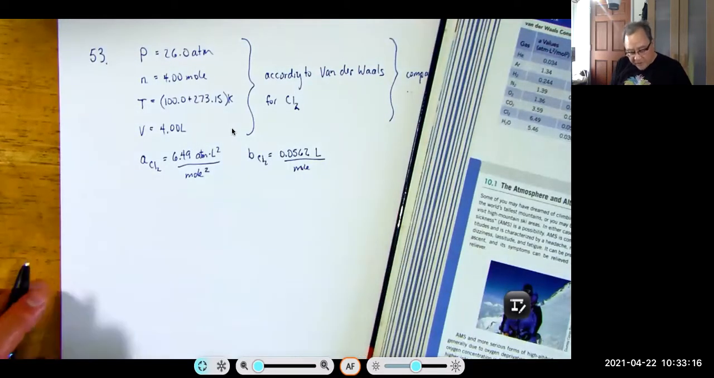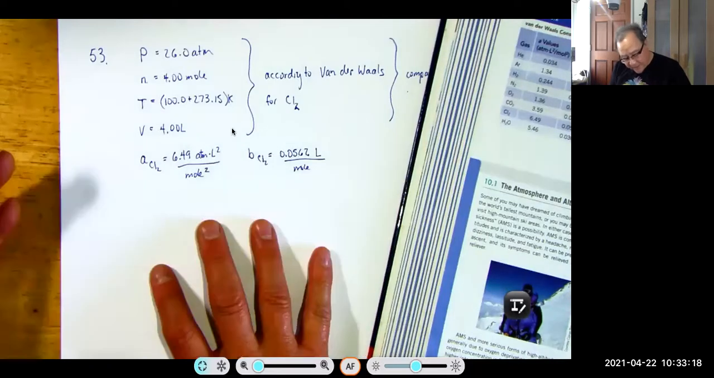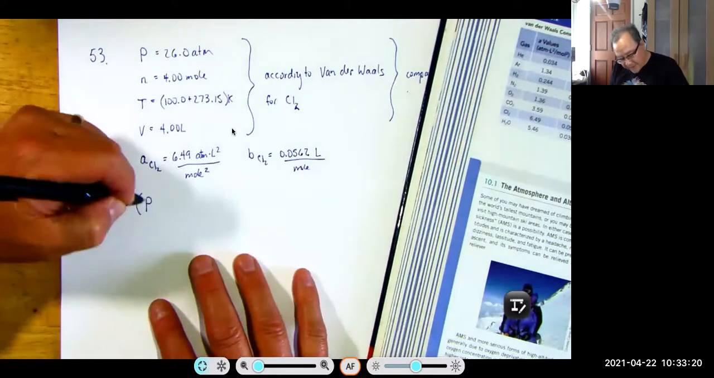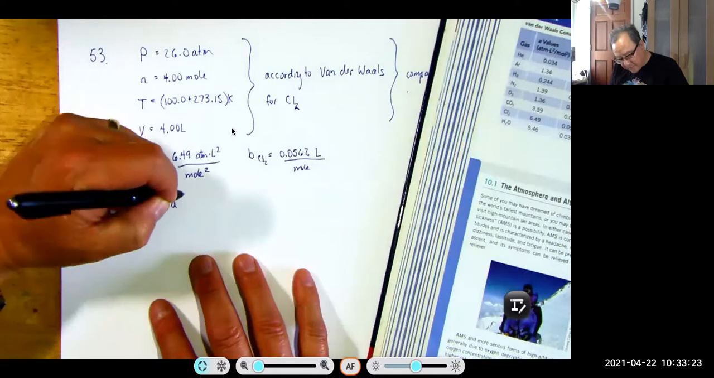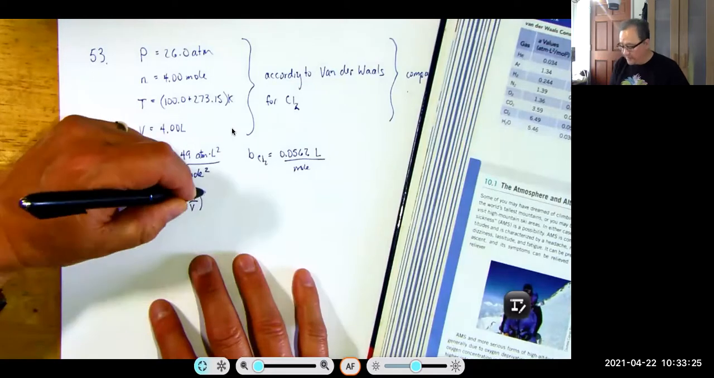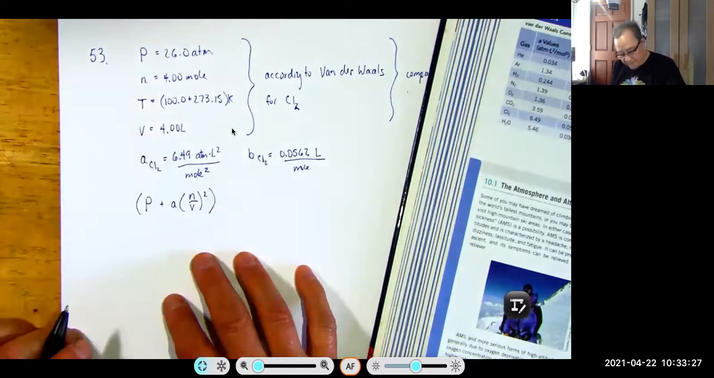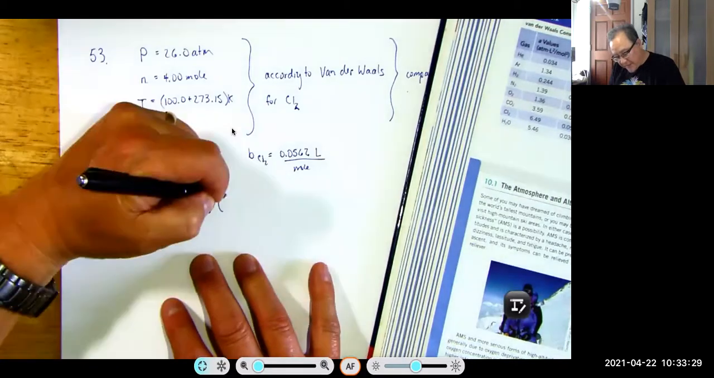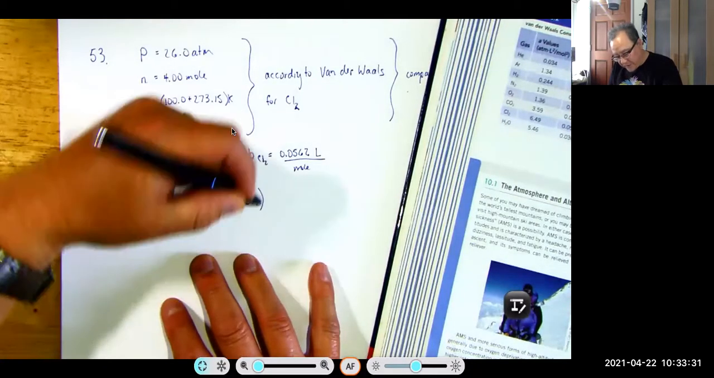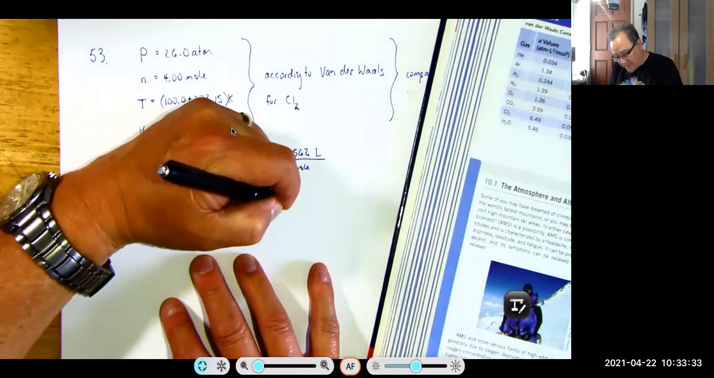So if we want to use the van der Waals equation, I'm going to rewrite it here. It's P plus A times n over V, that quantity squared, times V minus Bn, is equal to nRT.